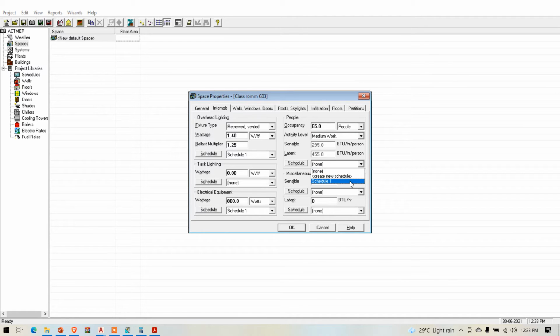Again the schedule is the same, because only 94 people will be there in the classroom. Okay, and next, miscellaneous load. So what is this miscellaneous load?